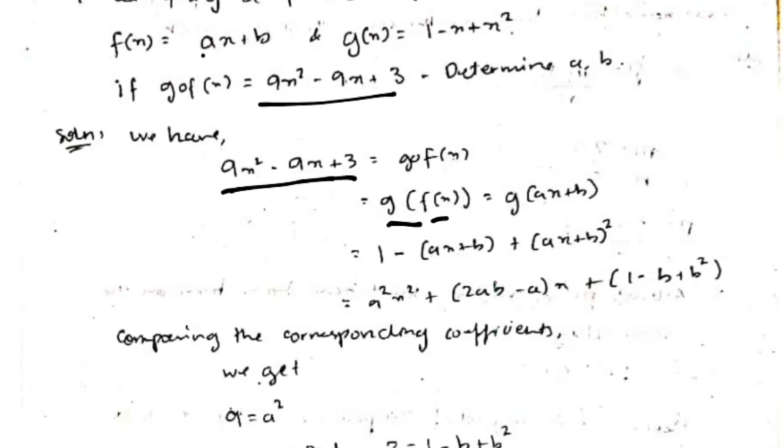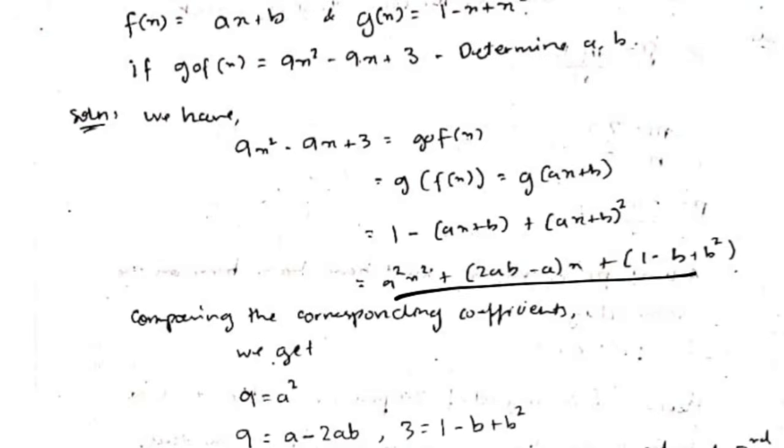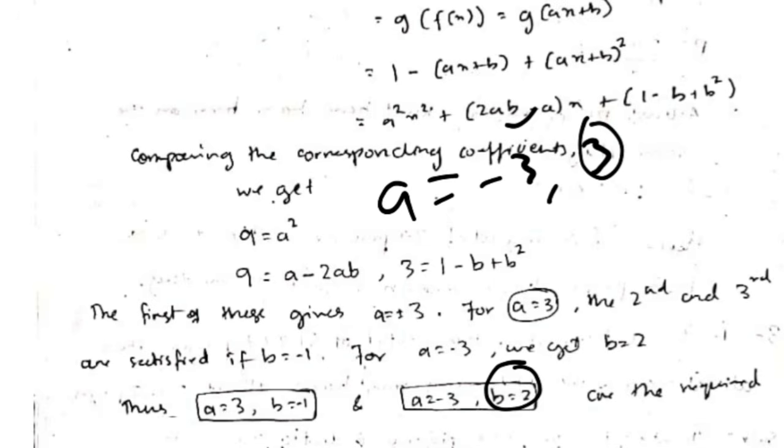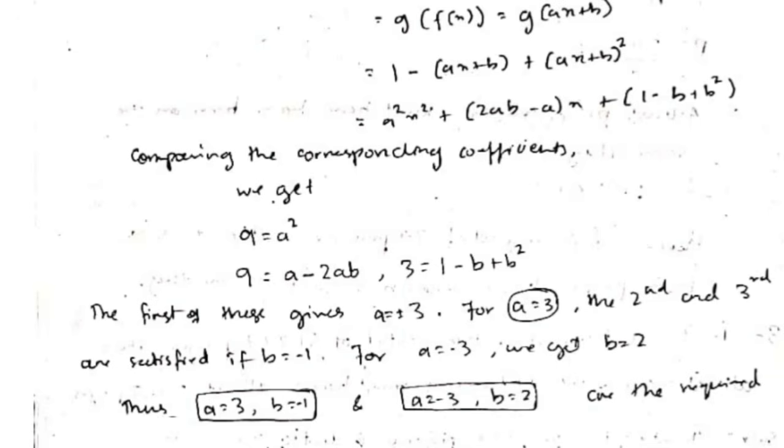Okay, so what is f of x? ax plus b. What is g of ax plus b? In this term, wherever x is there, substitute that as ax plus b. Okay, so you will be getting this term here. Now this term is equivalent to this term. Now compare the coefficients. We will be getting two values of a here, which are minus 3 and 3. Now when you consider a as minus 3, you will be getting b as 2. Okay, and when you consider a as 3, you will be getting the value of b as minus 1. Okay, so these are the two required solutions.